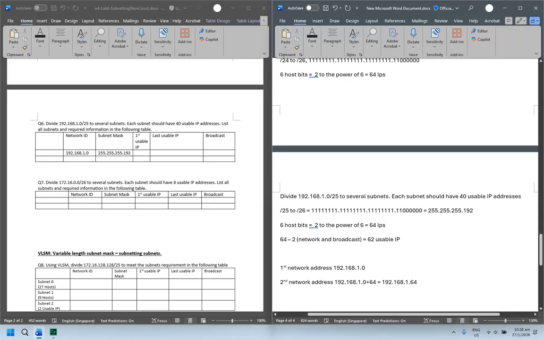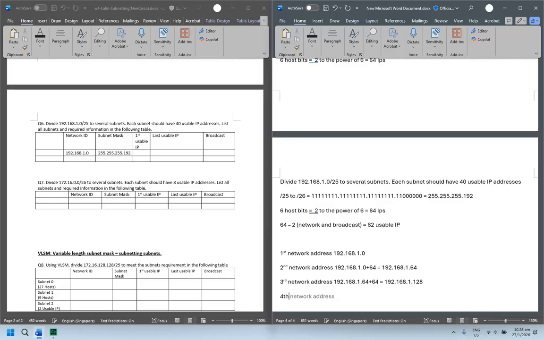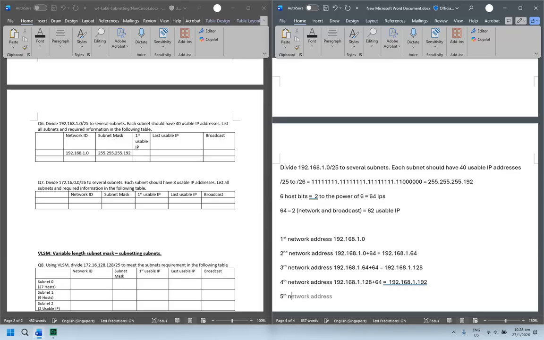192.168.1.64. Then the third network address will be 192.168.1.64 plus 64 again, which will give you 192.168.1.128. And the fourth network address will be 192.168.1.128 plus 64 again, which will give you 192.168.1.192. Let's see if we can increase anymore.